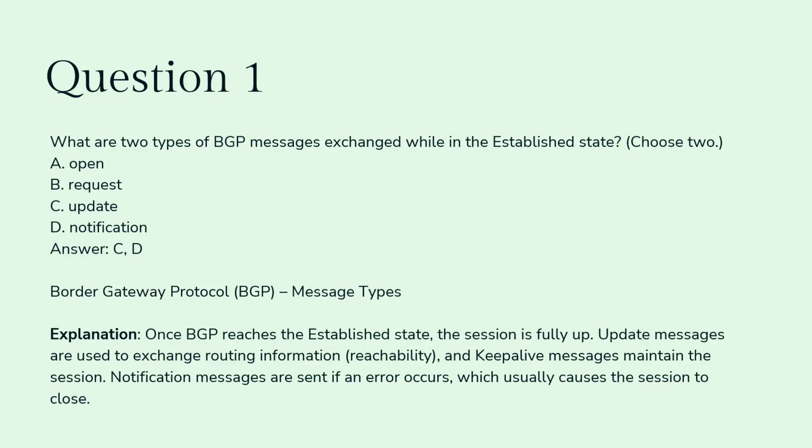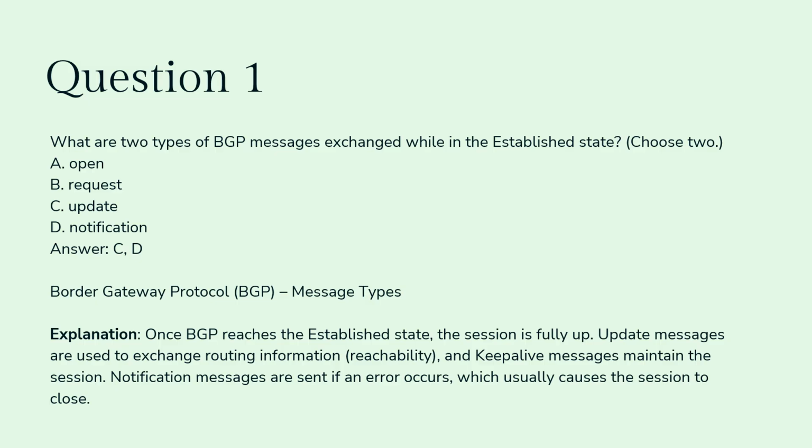What are two types of BGP messages exchanged while in the established state? Choose two. A. Open. B. Request. C. Update. D. Notification. Answer: C, D. Border Gateway Protocol, BGP, message types. Explanation.